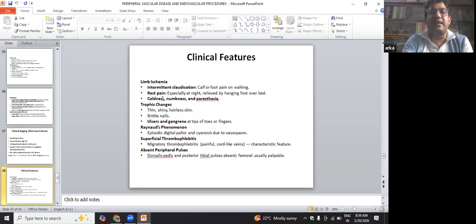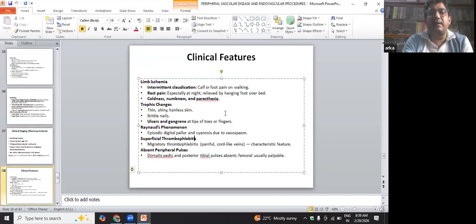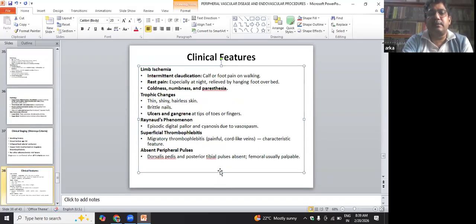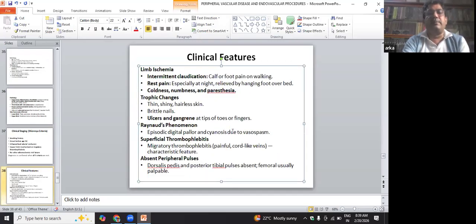So the clinical features are limb ischemia, that is intermittent claudication in the calf or foot pain on walking, and rest pain, especially at night, relieved by hanging the foot over the bed. It's a typical picture which you can see in the wards if a Buerger disease patient is encountered. Coldness, numbness, and paresthesia of the affected limb.